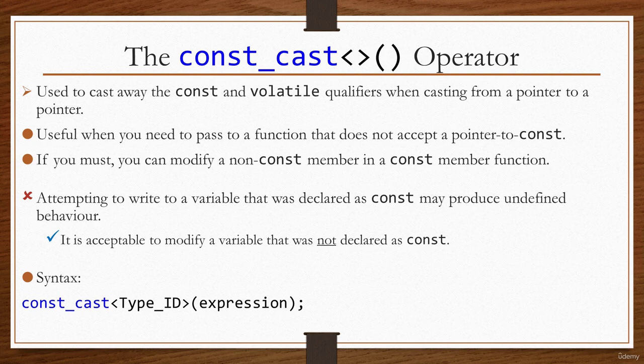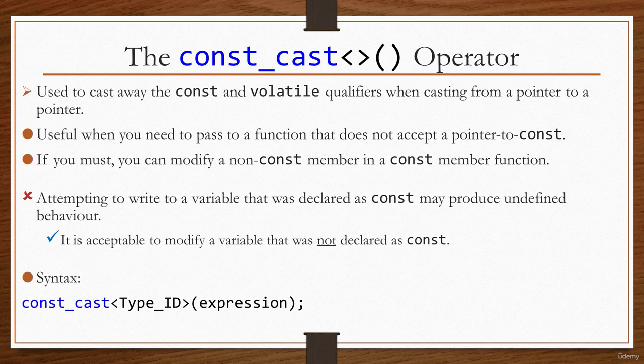So if the function has a formal parameter of type pointer to int, for example, and you have a pointer to an integer constant, then you can cast away the const before you pass in that pointer to the function, because otherwise you will get an error. Also, if you must, you can modify a non-const member in a const member function. So that is a trick that you can do.